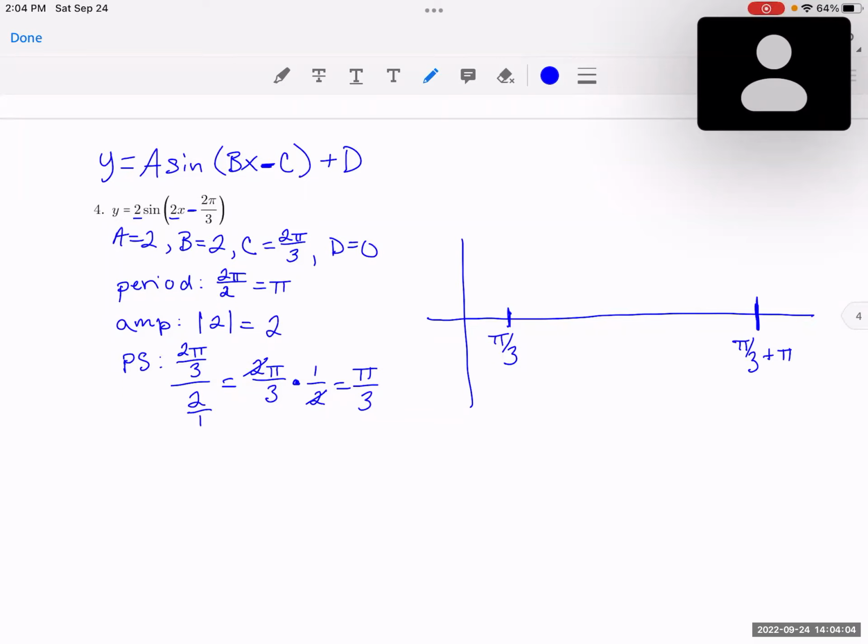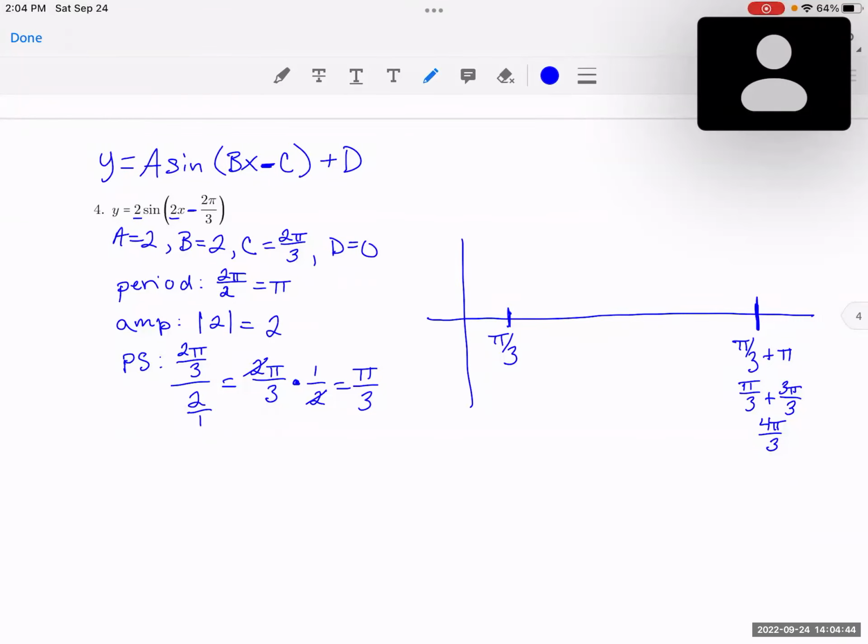So to figure out what x value that is, I have to add these together. I need a common denominator. That common denominator is 3. I already have one here. Pi becomes 3 pi over 3 with my common denominator. So this x value here is 4 pi over 3. Okay, so I start my wave at pi over 3, and I'm going to end my wave at 4 pi over 3. Now to fill in my sine graph, I need to divide this region into 4 equal pieces.